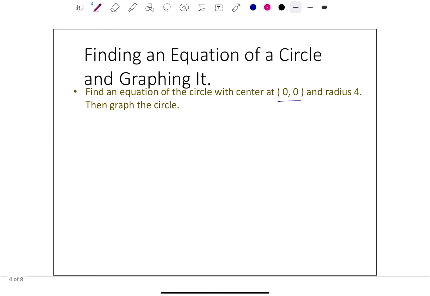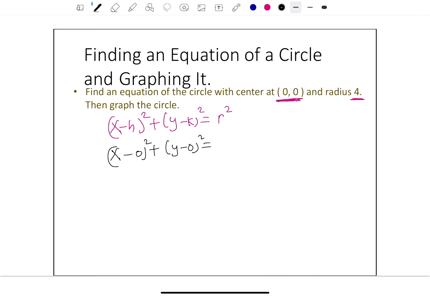Now, finding an equation of a circle and graphing it. Let's find the equation of a circle whose center is 0, 0 and the radius is 4. Remember, x minus h squared plus y minus k squared equals r squared is the standard form of the equation of a circle. In this case, h is 0 and k is also 0, and r is 4. So my equation of this circle will be x squared plus y squared equals 16.